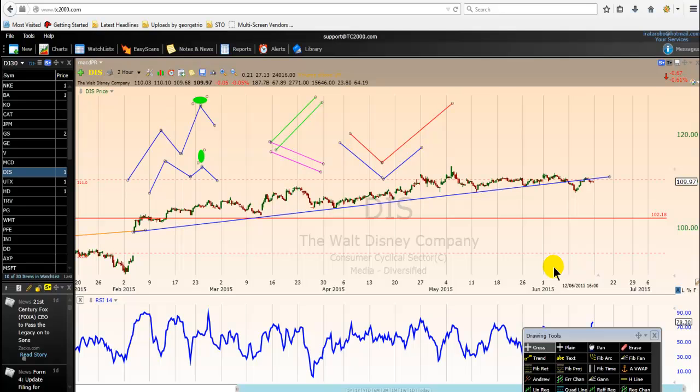How to trade the relative strength index, or the RSI divergence, like a pro, part 2.